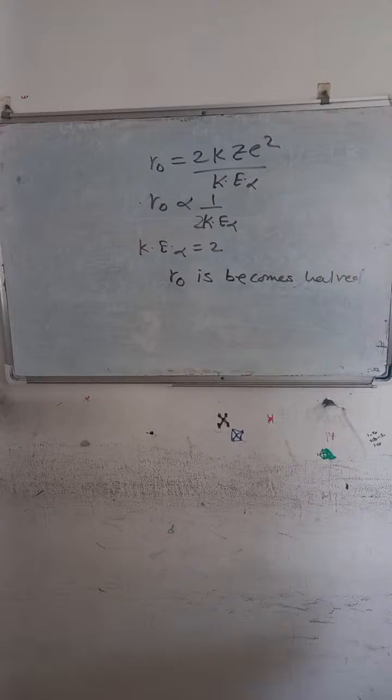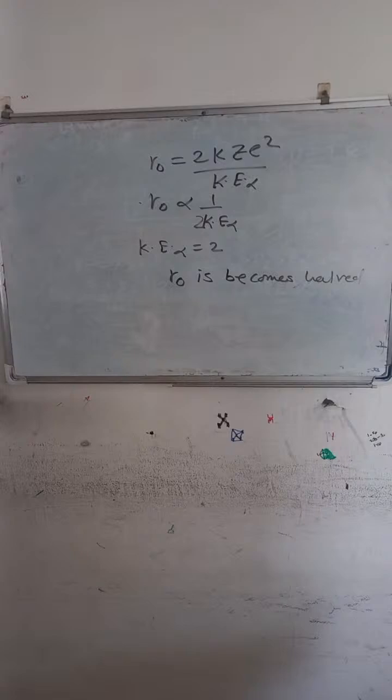I'll repeat this question. In a Geiger-Marsden experiment, calculate the distance of closest approach for an alpha particle with energy 2.56 into 10 raised to minus 12 joule. Consider that the particle approaches a gold nucleus, and here Z is given, that is 79, in the head-on position. The B part: if the experiment is repeated with a proton of the same energy, then what will be the value of the distance of closest approach?